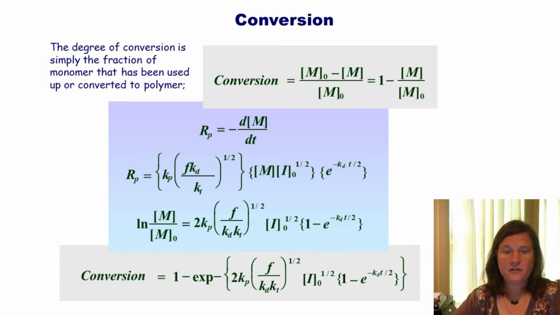The degree of conversion is the fraction of monomer that's been used or converted to polymer. It's pretty straightforward to calculate. The calculus isn't bad, the algebra is a little bit tricky, but when you go through all of this, you get the expression on the bottom of the page. This expression is so complicated it doesn't give me any real insight, but we can take that expression and plot it, or plot real data and compare it to this expression and see what's happening over time.